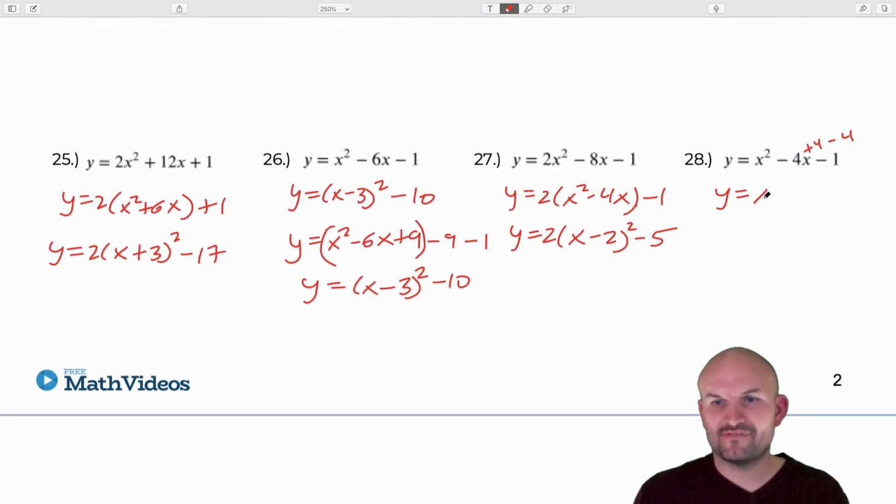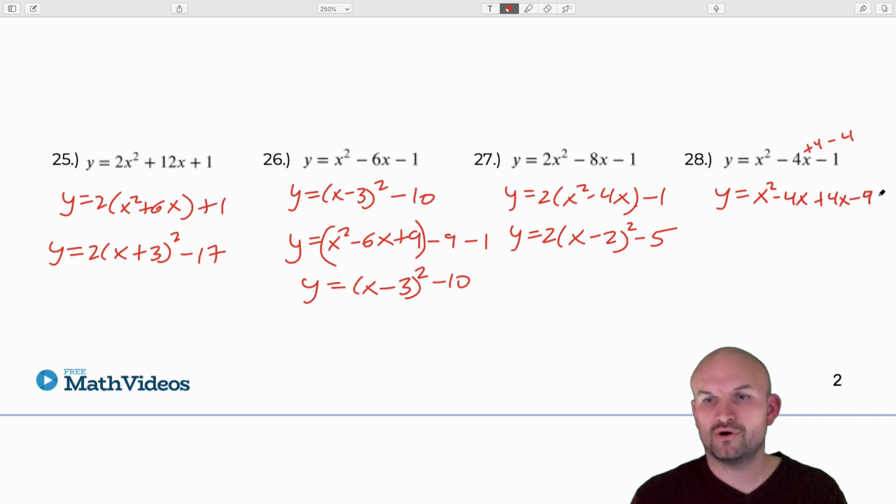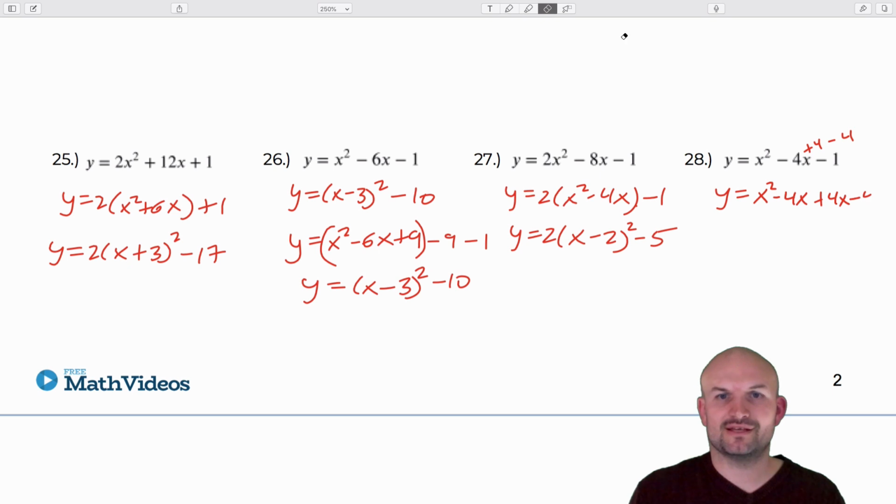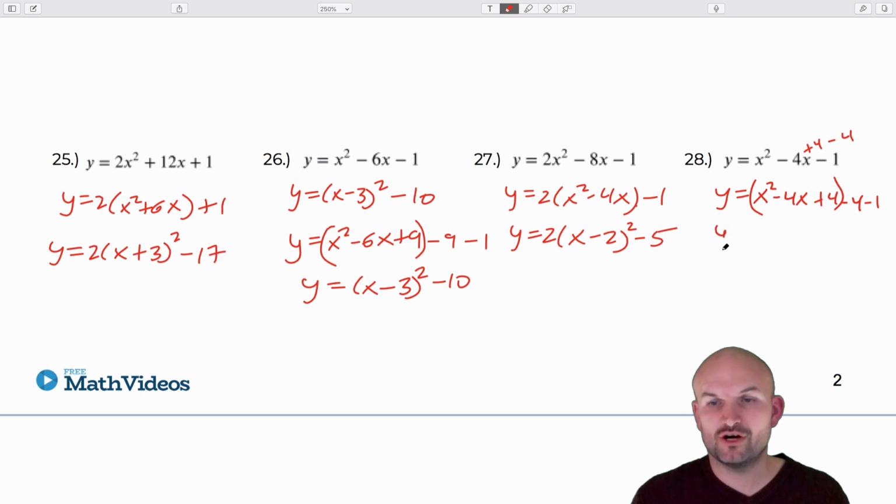And therefore, then we have x squared minus 4x plus 4 minus 4 minus 1. What am I doing? I'm losing it. Last problem. Now we can group together that first trinomial, which is a perfect square trinomial, which is going to be x minus 2, quantity squared, minus 5.